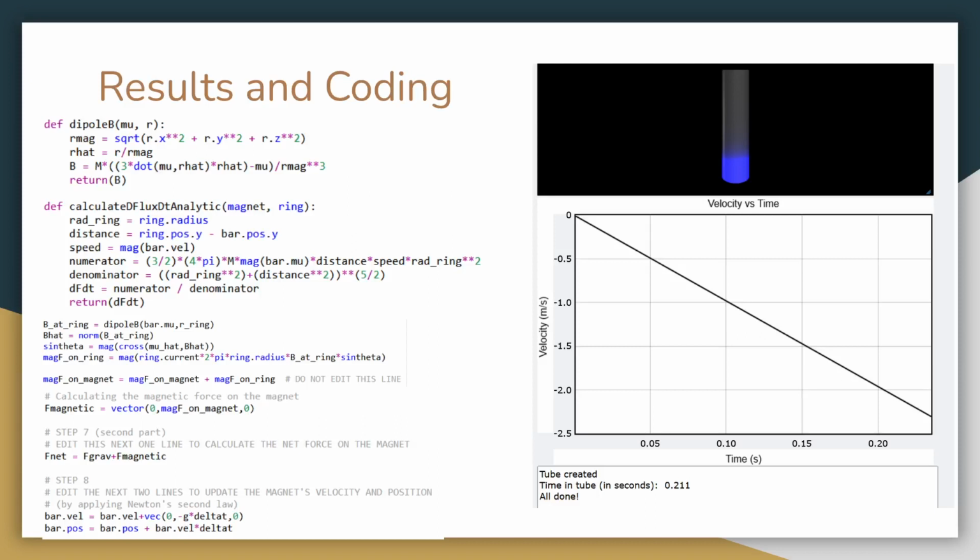The force of the bar magnet on the conducting tube is equal and opposite to the force of the conducting loop on the bar magnet. From this, we can determine the net force on the magnet, which includes gravity, and from there, model its motion and velocity.